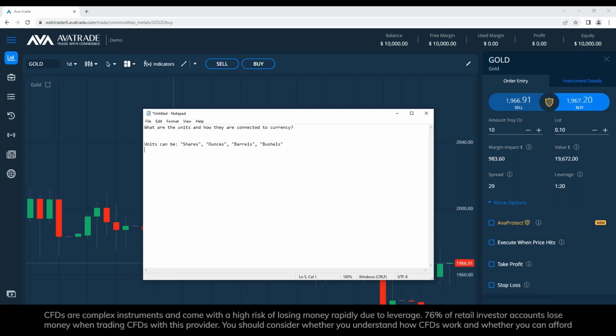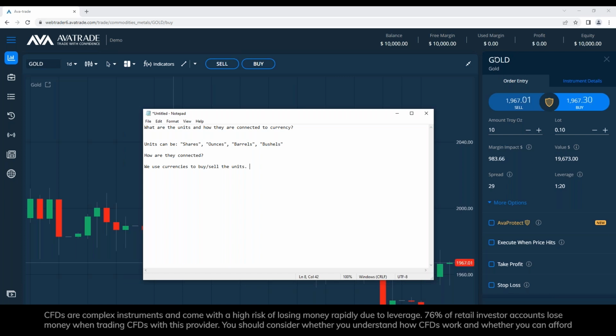Those are the units. How are they connected? We use currencies to buy or sell the units. That means that I'm using $10,000. My account is dollar based, could be pound or euro or whatever I want. I'm using the currency that I have to purchase, to sell or buy. I'm taking a position. I'm not really going to get gold. AvaTrade is not going to deliver any gold to my house.